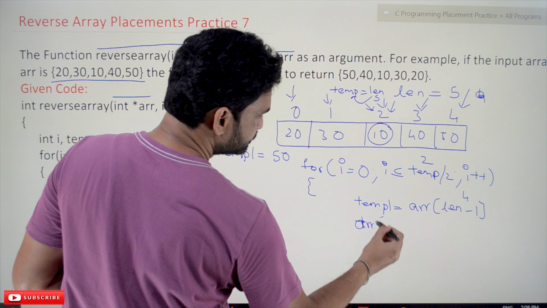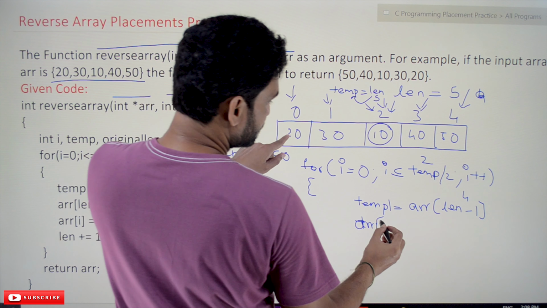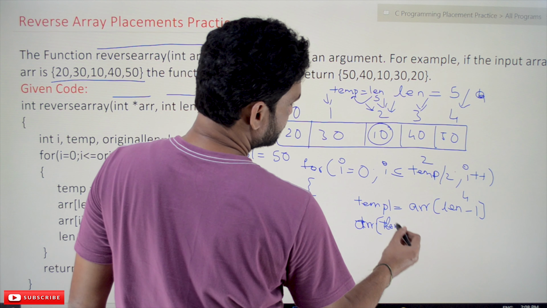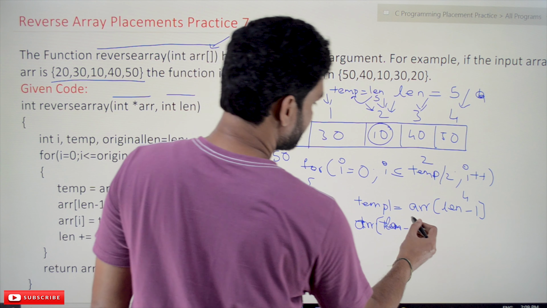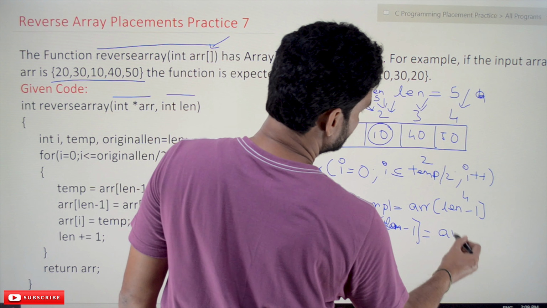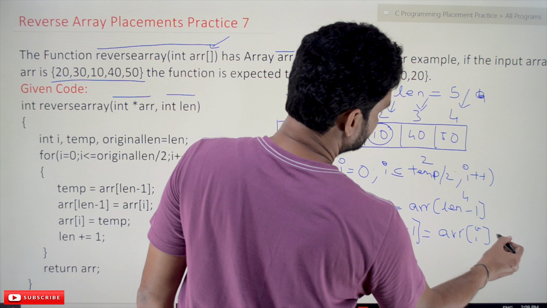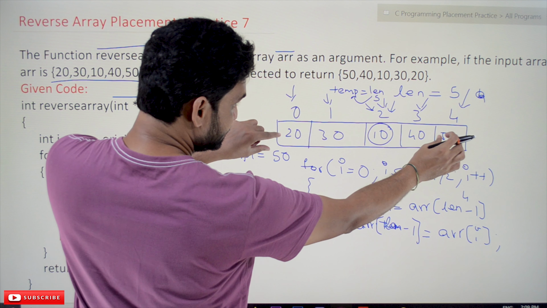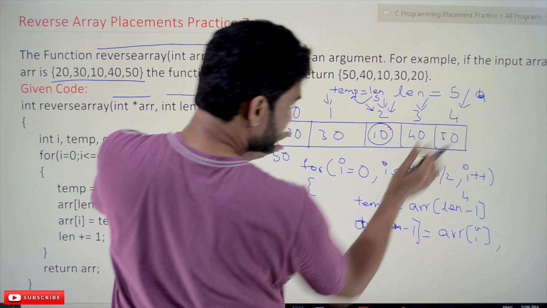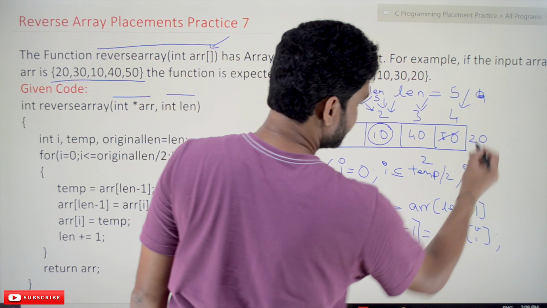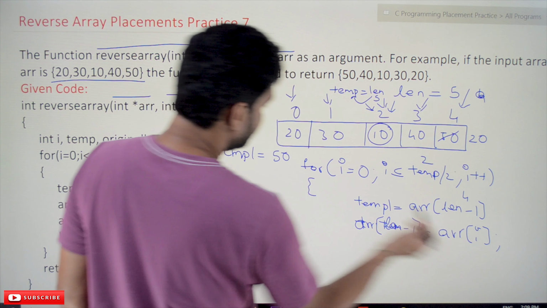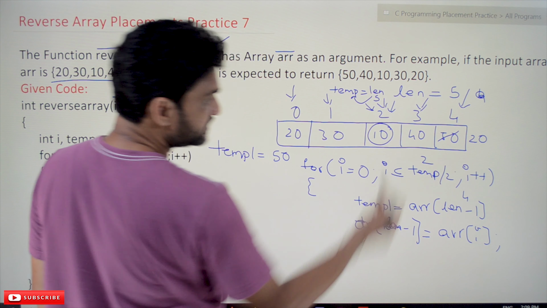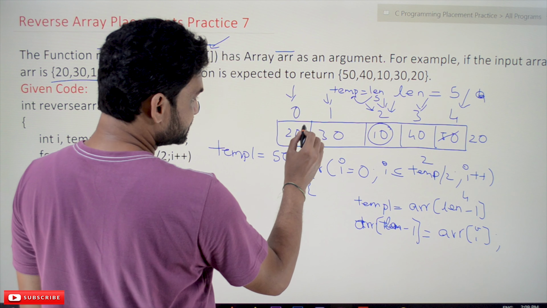array of ln minus 1 is equal to array of I. So we have to swap it, right? So this ln minus 1 in this place we have to move this element. So now this element will be 20, and a of I means it is a of 0, initially the value of 0. So this 20 will be moved to this place. Now what we have to do, we have to store this place with 50.